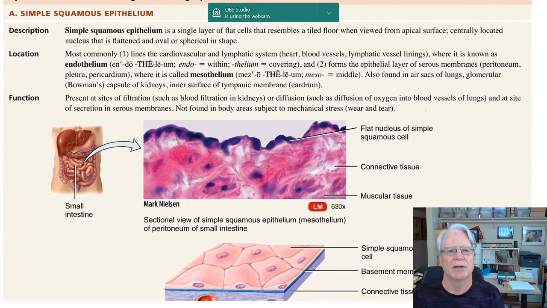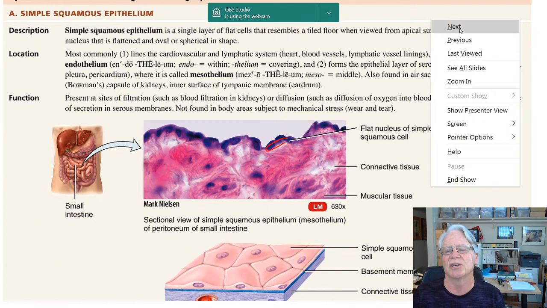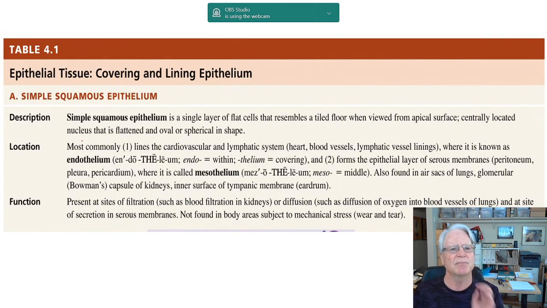All right, so here, this is from your textbook. If you're in chapter 3, again, just emphasizing the fact that here we are, simple squamous epithelium. We're going to look at this writing here in the next slide, and we'll walk ourselves through that. Okay, so simple squamous epithelium, a single layer of flat cells.